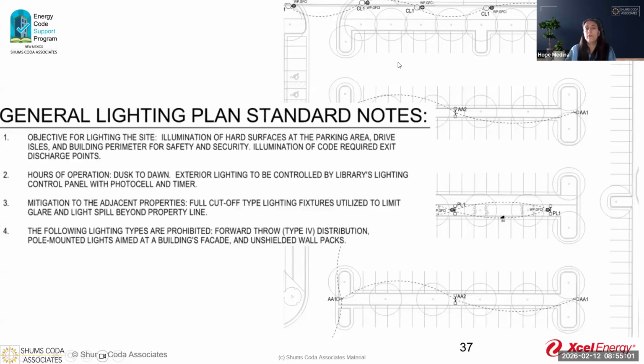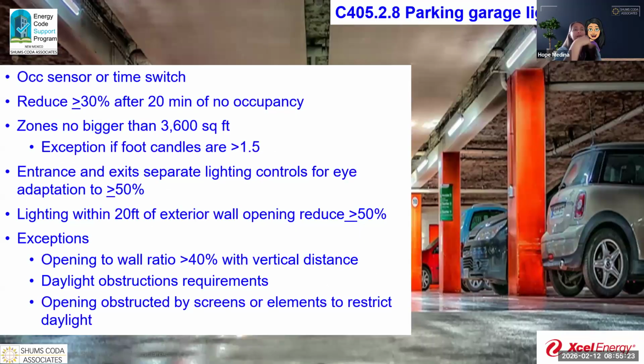So here's an example of it here, and it says hours of operation. It's only going to be on from dusk to dawn. Exterior lighting to be controlled by the library's control panel with photocell and timer. So this note lets me know, okay, I need to go into the sequence of operation and ensure that is in there.